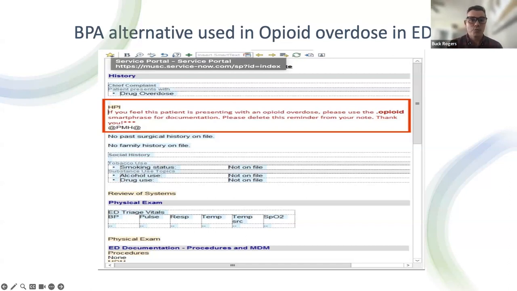We also triggered it by comments, including Narcan, naloxone, or overdose. So that also triggers this non-interruptive alert inside the clinician's note. And I'm not sure how big that is, but the phrasing says, if you feel this patient is presenting with an opioid overdose, please use the dot opioid smart phrase for documentation. And please delete this reminder from your note. So the physician just deletes that, puts dot opioid, and next slide, please.